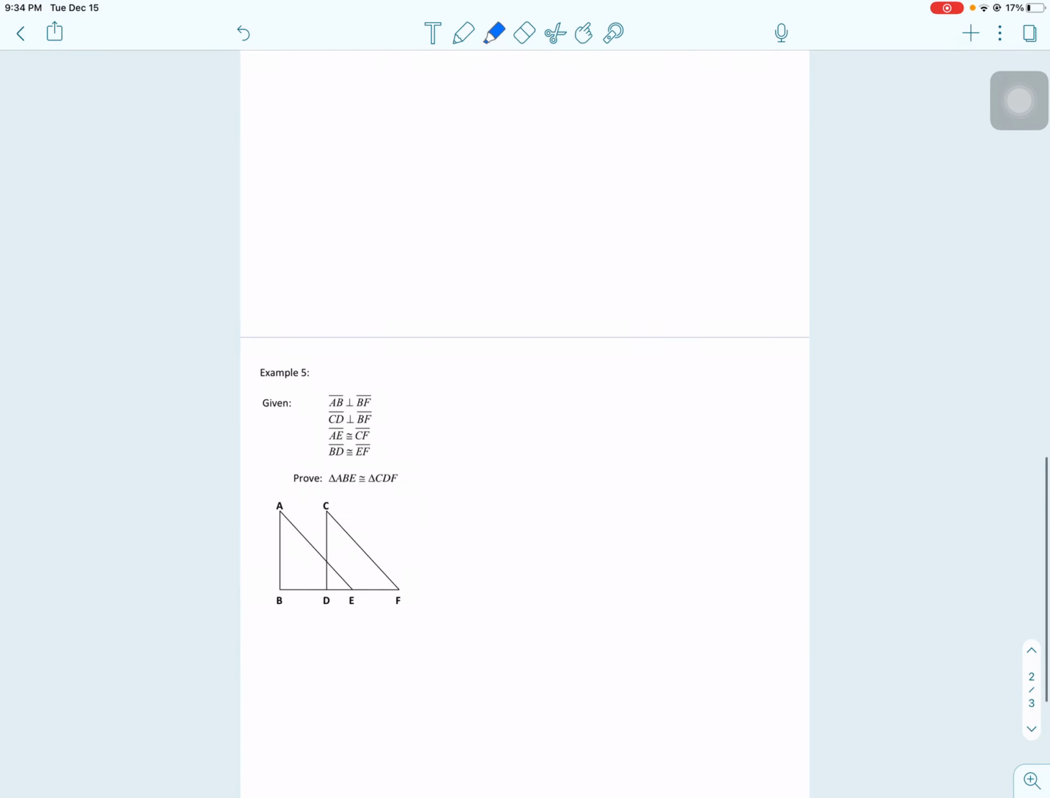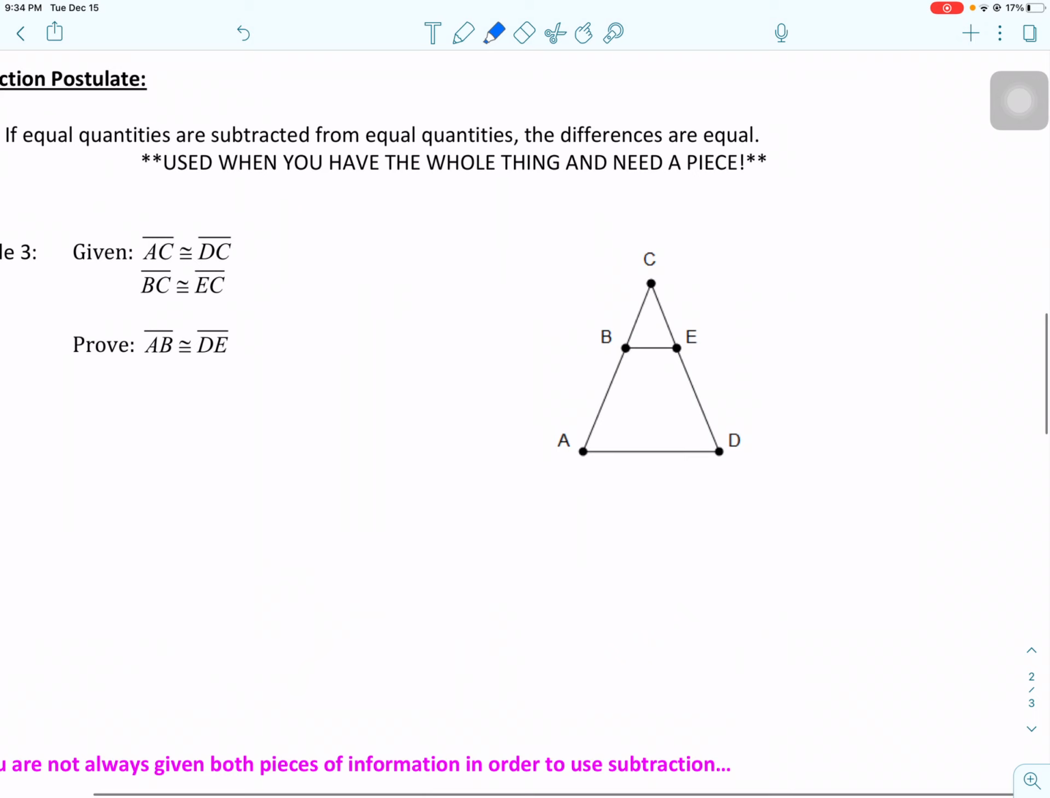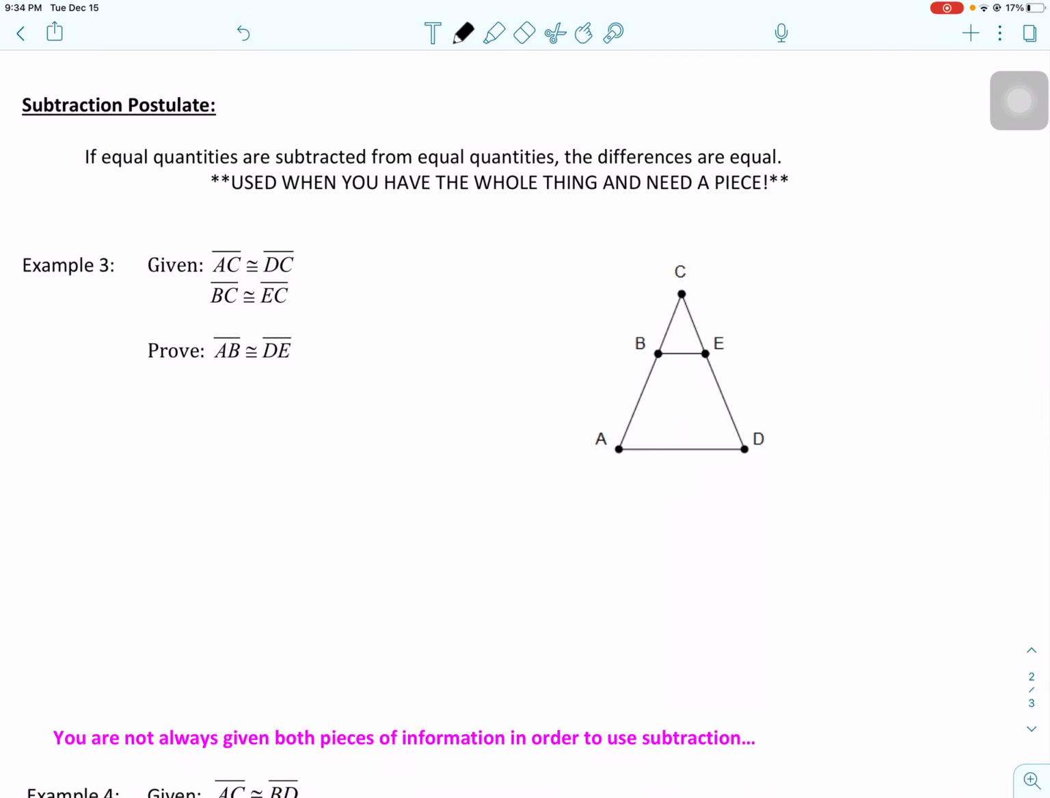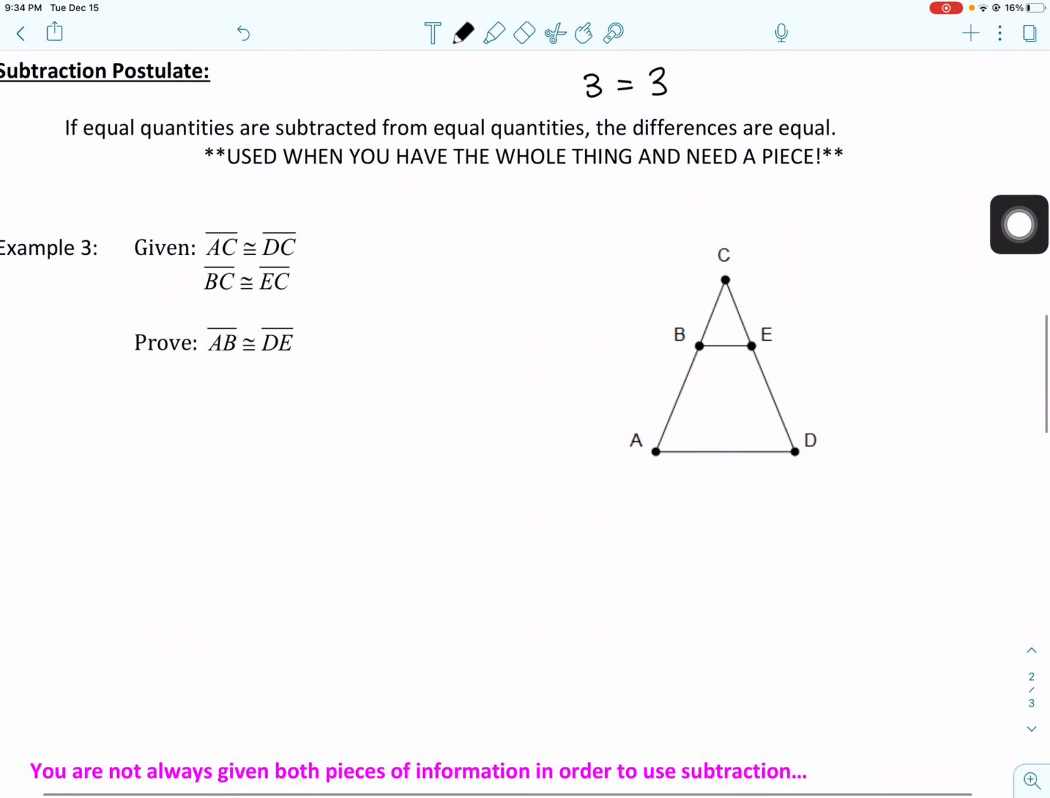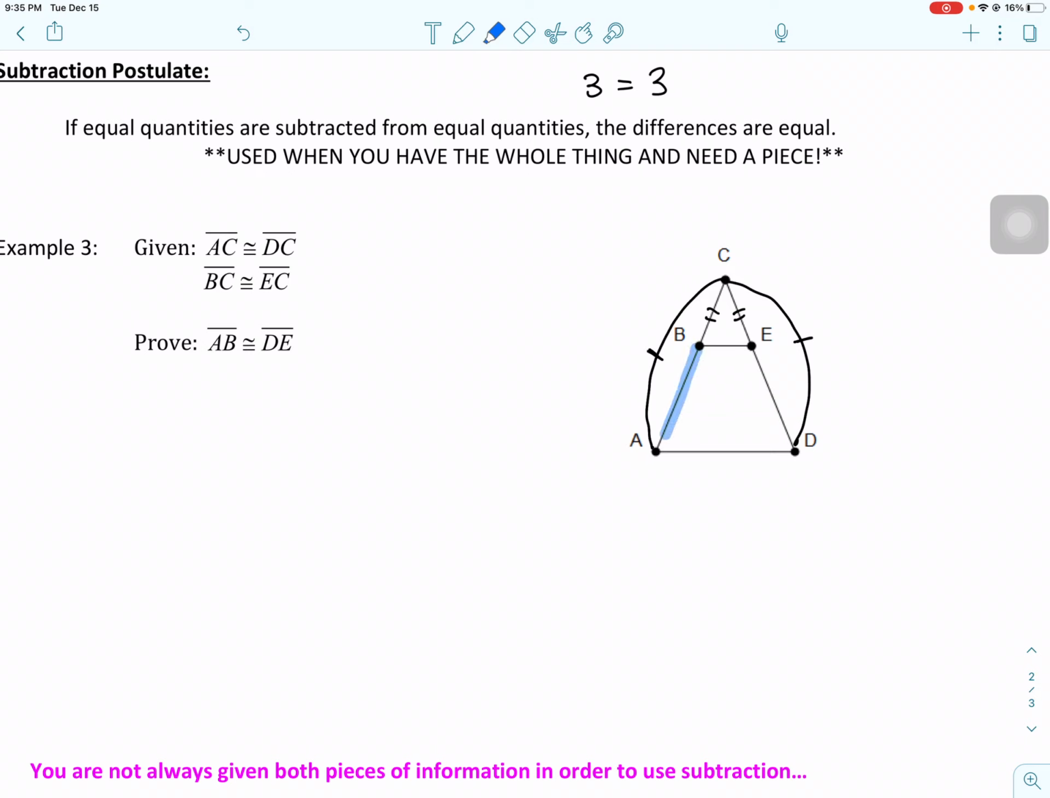Now, subtraction works very similarly. Subtraction is used if you take equal quantities and subtract them, their differences are equal. Well, yeah, of course, 7 minus 4, does that equal 7 minus 4? Yeah, 3 equals 3. So if you take equal numbers and subtract equal numbers, then your difference will also be equal. So in this picture here, it says that AC is congruent to DC, and it tells us that BC, the little part up top, is congruent to CE, the little part up top. And we're trying to prove that AB and ED are the same.